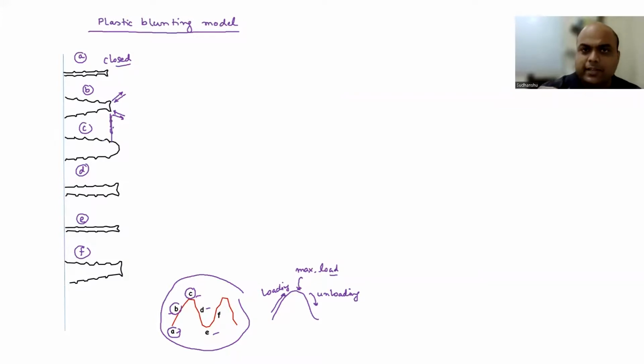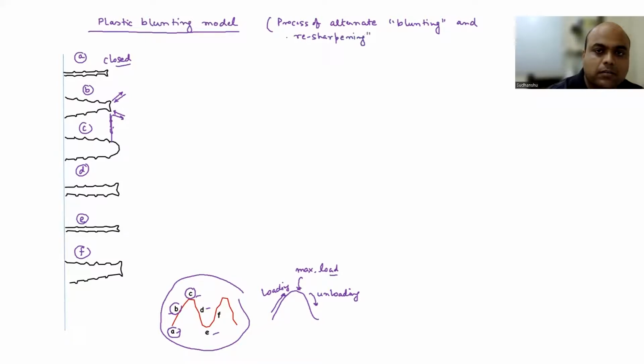Okay. So now let me write it down and then I will explain it for your better understanding. This is the plastic blunting model, which is the process of alternate blunting and resharpening of the crack tip. During loading, blunting is going to occur. So as we move from A to B to C, blunting of the crack is going to occur, which is the crack opening portion.